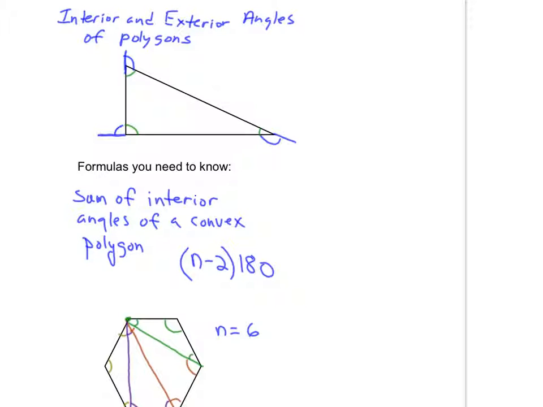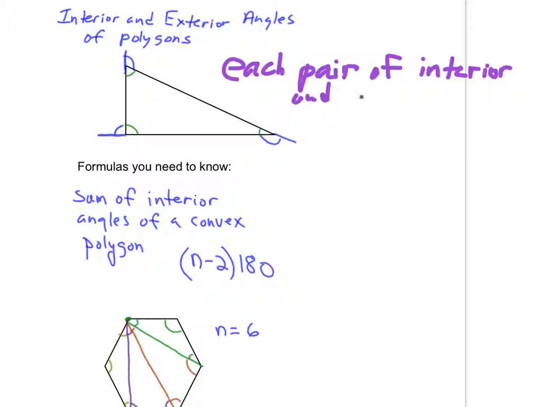So each pair of interior and exterior angles are supplementary, so they sum to 180.